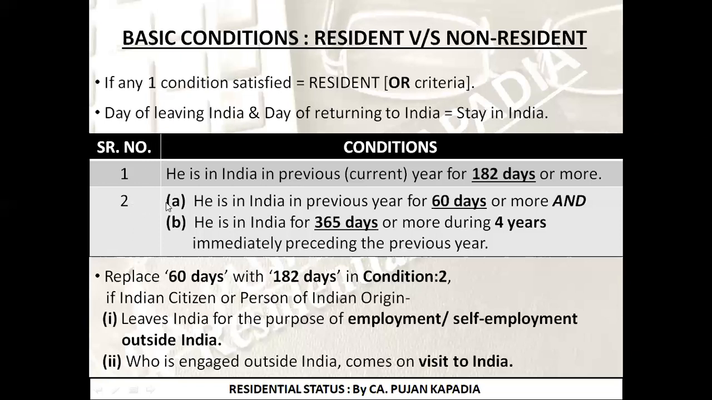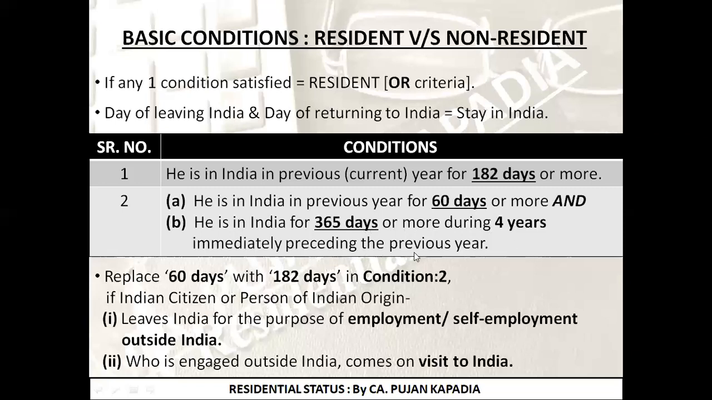Second condition is further bifurcated into 2 parts, A and B. Under the A part, it is written, he is in India in the previous year for 60 days or more. So here, what I'm checking is that in the previous year, my stay in India should be 60 days or more. And simultaneously, what is the B part? I'm in India for 365 days or more during the 4 years immediately preceding the previous year.